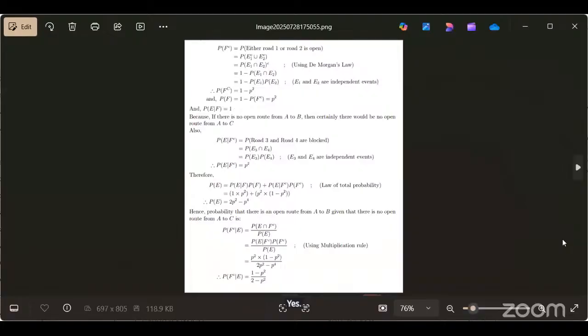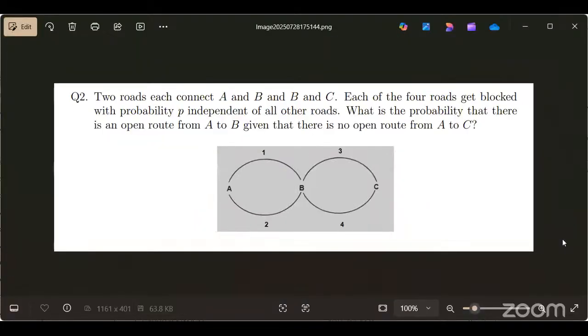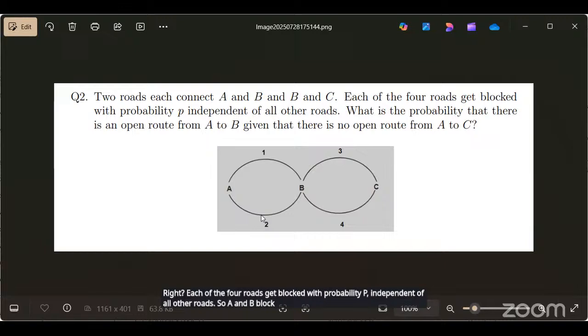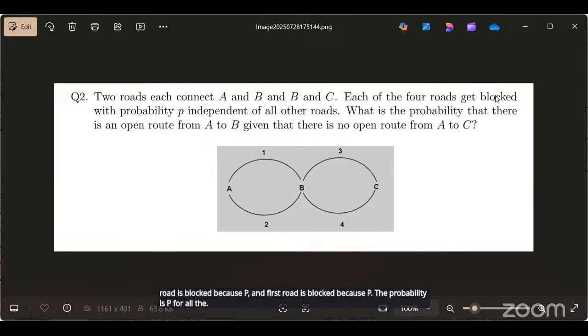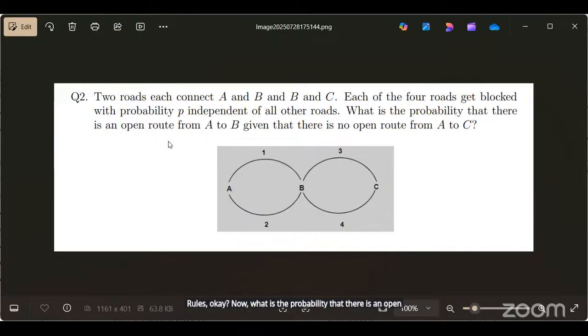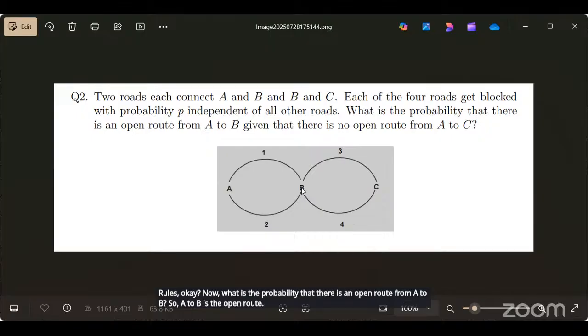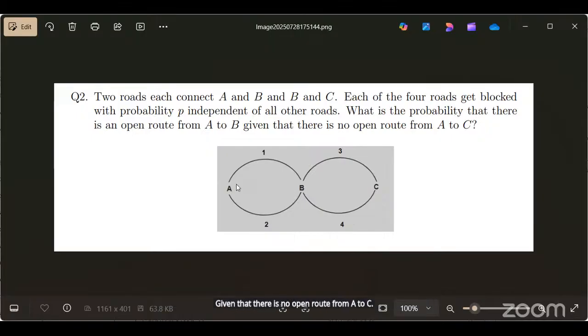Yes, ma'am. Okay. So the question is, there are two roads each connecting A and B, and B and C, right? Each of the four roads gets blocked with probability p, independent of all other roads. So the probability of blocking each road is p. Now, what is the probability that there is an open route from A to B, given that there is no open route from A to C? So A to C is closed and A to B is open. So we have to find that.